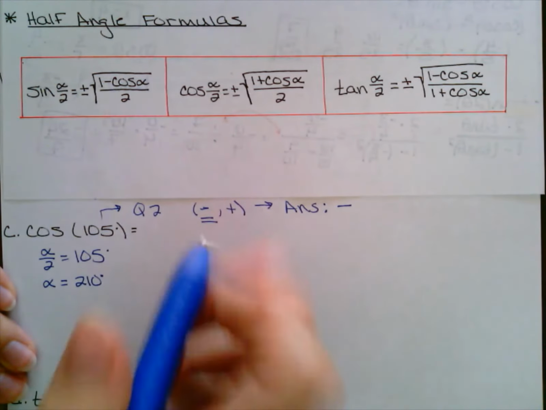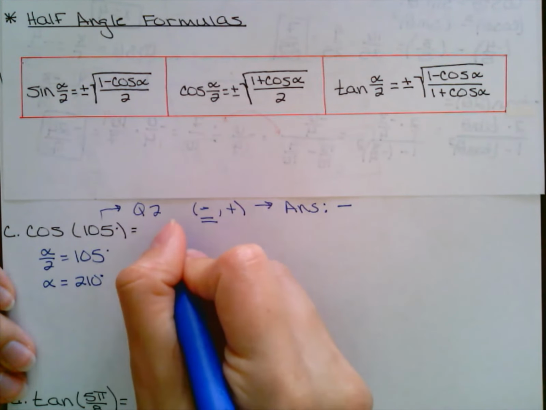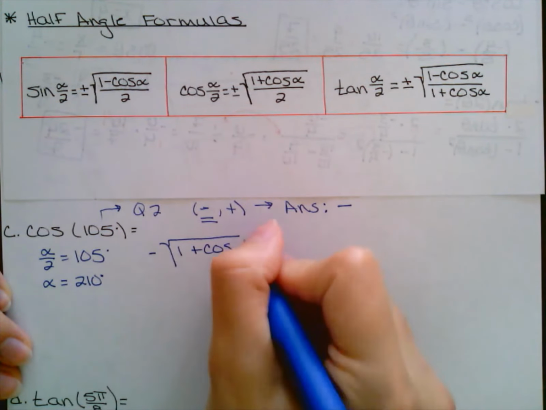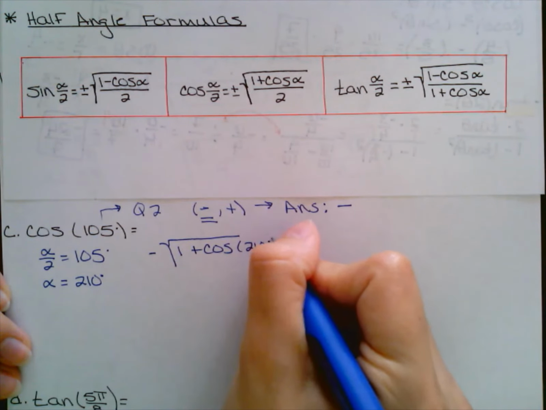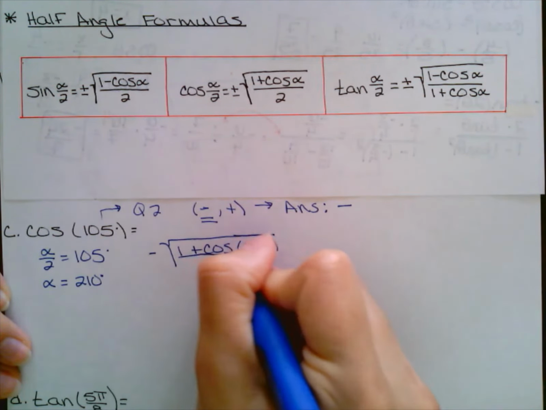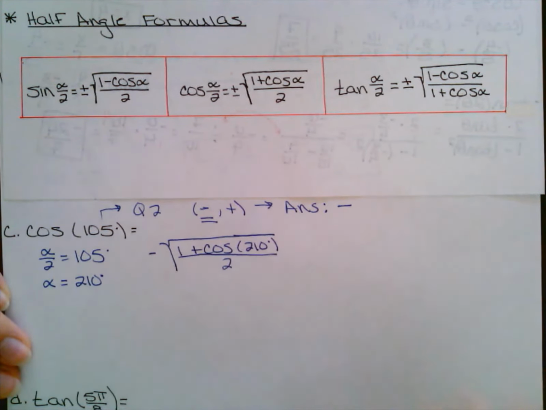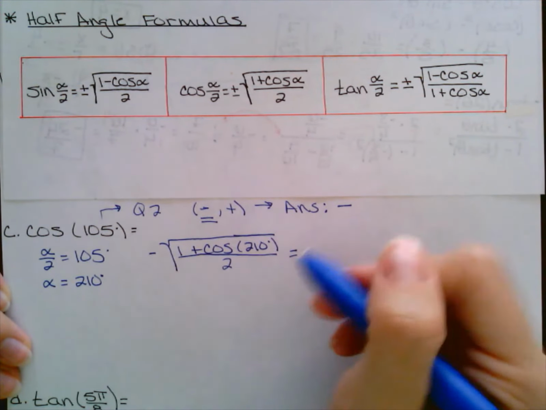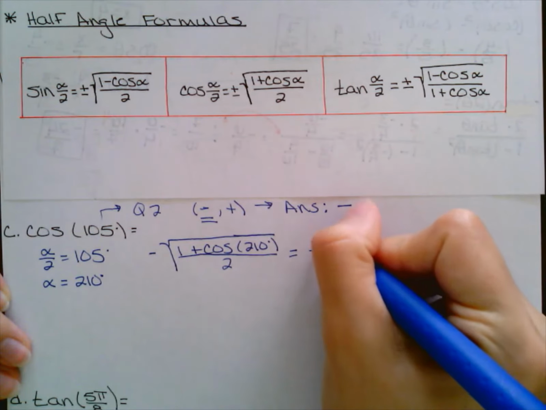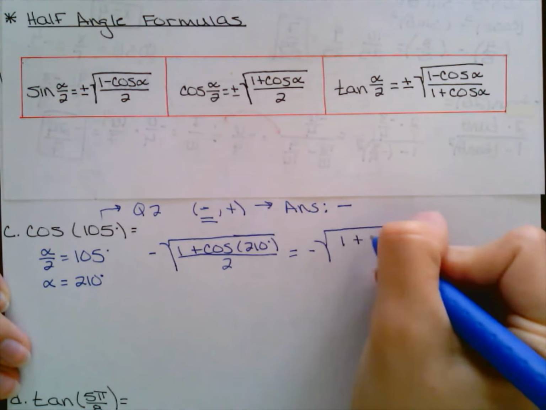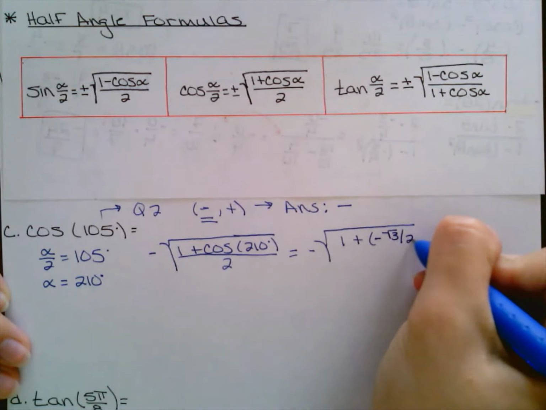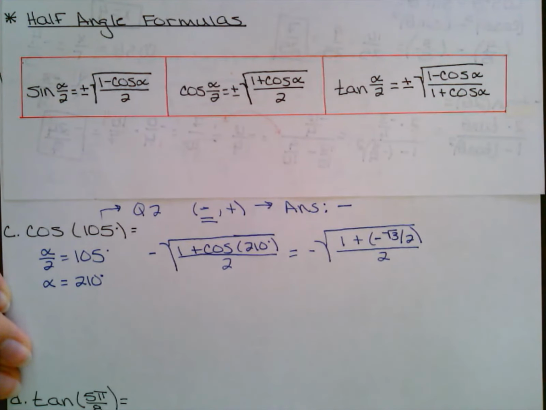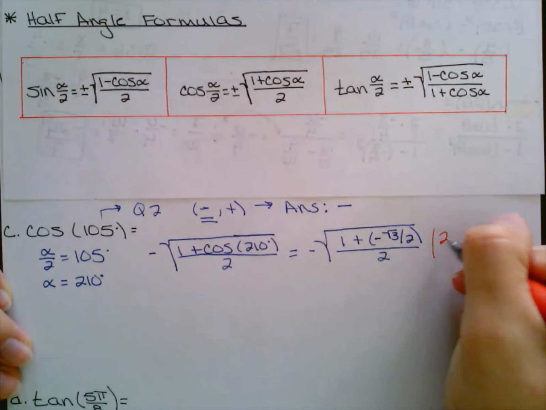So now I know my answer is negative. My formula has the square root of 1 plus cosine of my alpha, which is 210 degrees, all over 2. Next step is to go to the unit circle. Cosine of 210 degrees is negative radical 3 over 2. So we have 1 plus negative radical 3 over 2, all over 2. Then the next step that I tell you happens every time: multiply 2 over 2.